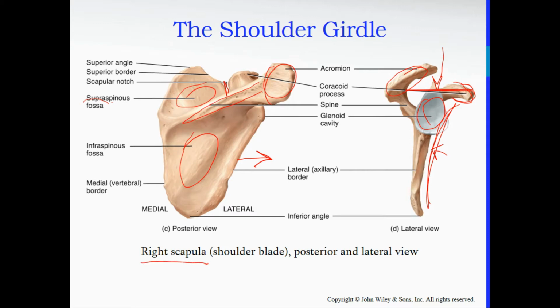In this view, we are looking at it from behind, the posterior surface. So the shoulder, the head of the humerus, is going to be tucked in here, and the humerus will be hanging here. The shoulder is obviously lateral. So this is going to be your medial or vertebral border, because your spine is going to be about right here. It is the border closest to the spine.